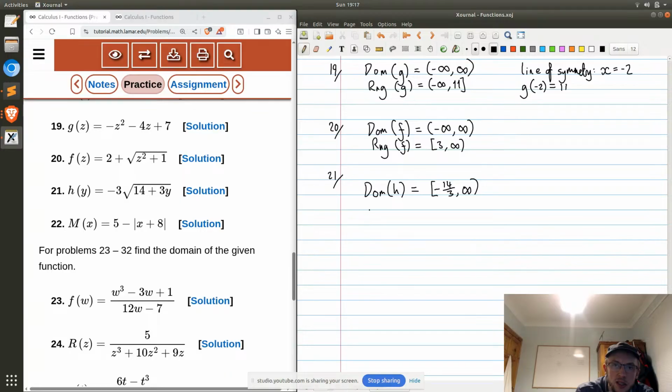As for the range of h, well, okay, so we'll want to minimize this. We'll want to minimize 14 plus 3y. And therefore we need to focus on minimizing this 3y. And as stated, you just input negative 14 over 3. So that should be 0, and that should go to 0. And I think it's 0 and below. 0 and below.